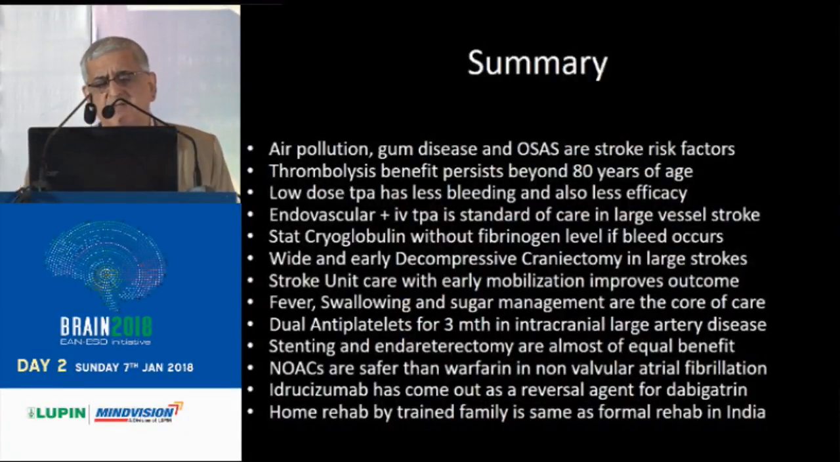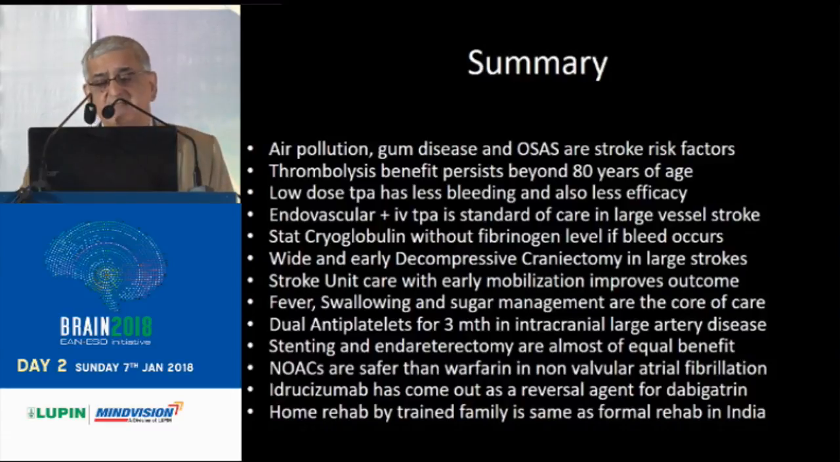Air pollution, gum disease, and sleep apnea are newly emerging stroke risk factors in addition to the existing ones. Thrombolysis benefit persists beyond 80 years of age, and upper age limit is not there. Low-dose TPA has been studied. Definitely it is safer, but it also has less efficacy. But in very high-risk situations like elderly, very elderly, or at borderline window threshold, we may consider it.